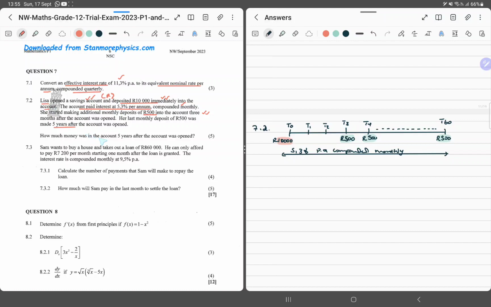Now it says how much money was in the account 5 years after the account was opened. Now you have to think about two things. The 10,000 rands spent terms T1, 2, 3, 4, 5, 6, 7, all the way until T60. Again, if you wanted to know the period, you take this and subtract that, and then you add 1. So this one goes for 61 terms actually. These are going to be 61 terms for this one.